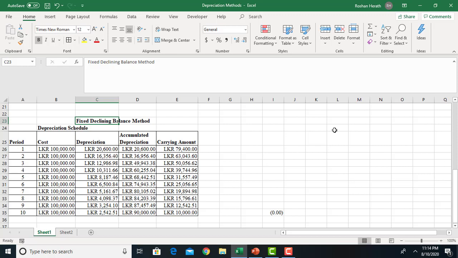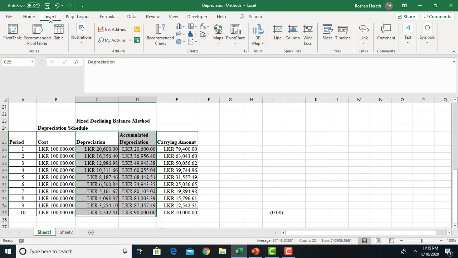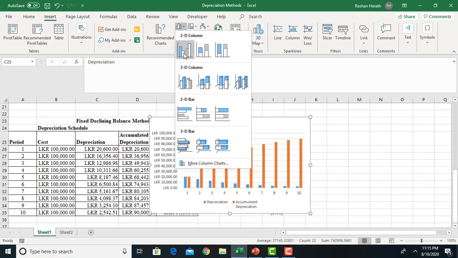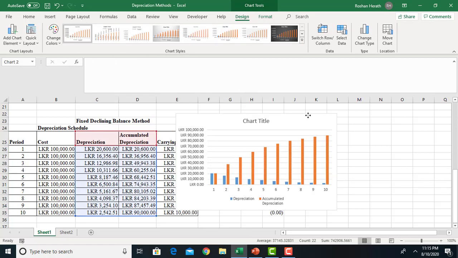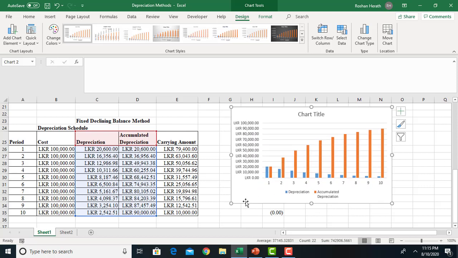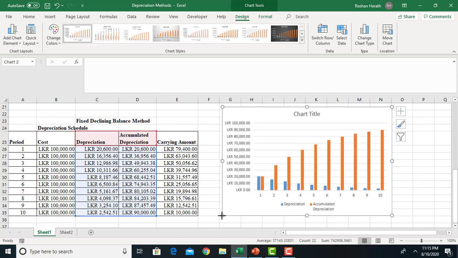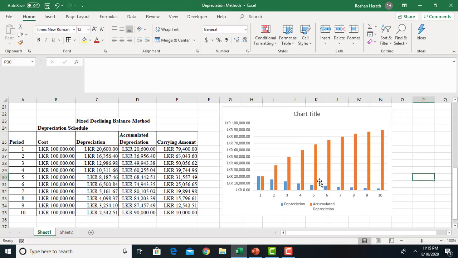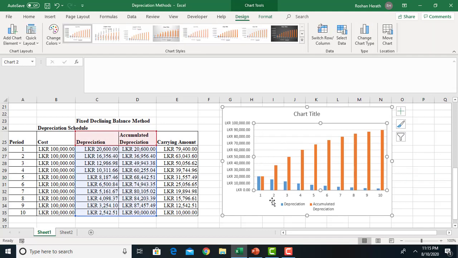Then similarly, if you are to take the graphical representation, yes, you can do that. So you may select the depreciation and accumulated depreciation. You can go to the insert, then the chart. You can select a suitable chart, and here it is. Now you can have a strong representation. So this is more convincing. If you clearly see this, in the initial period the depreciation is higher, but when the asset ages the depreciation is reducing. So this is what I was highlighting.